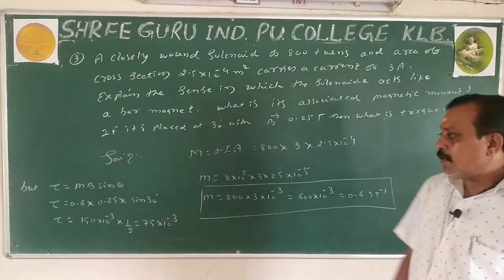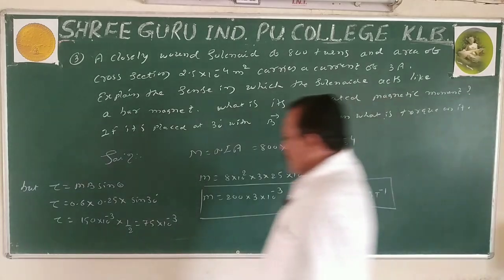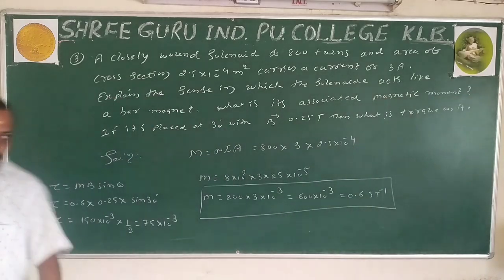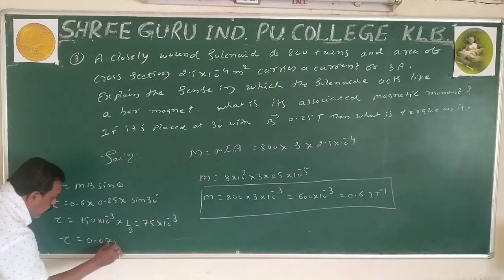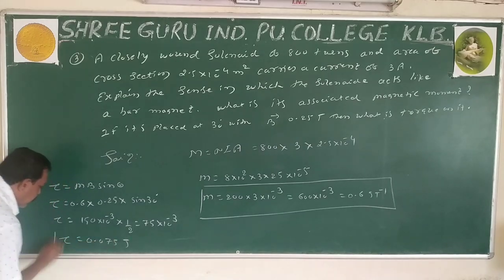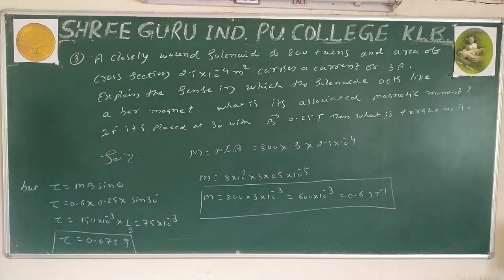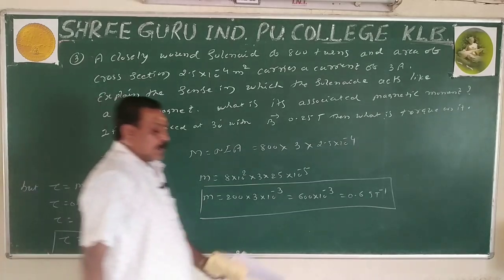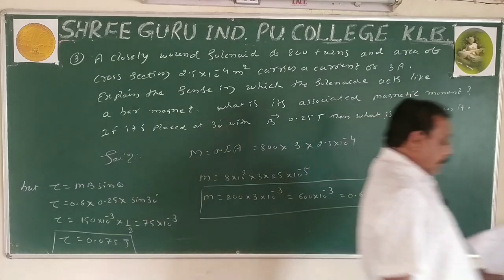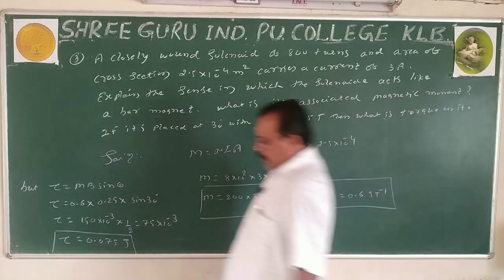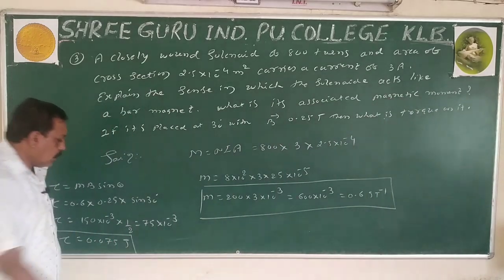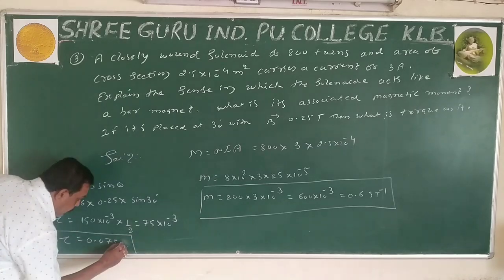Right? What is the answer? 0.075 Newton meter or joule. The torque tau equals 0.075 joule or Newton meter. This is my answer. Check once fully. We can write Newton meter; it should not be joule, so we write Newton meter.